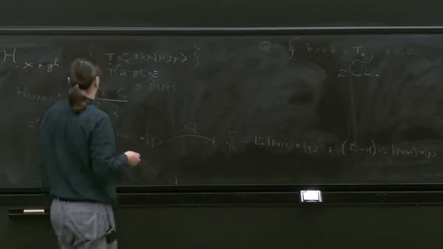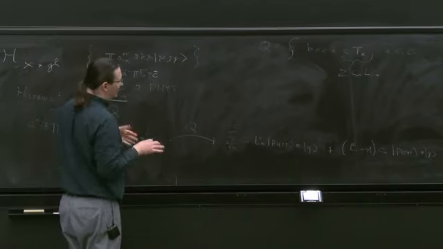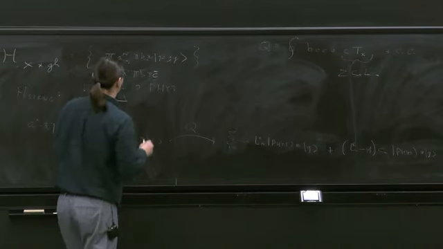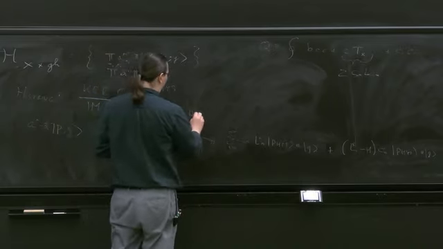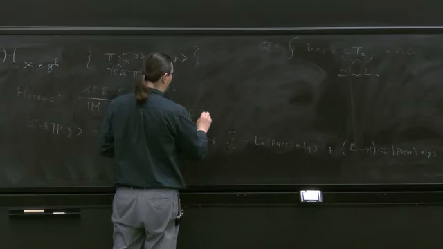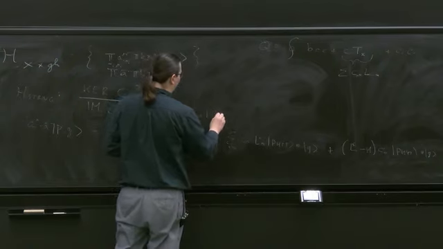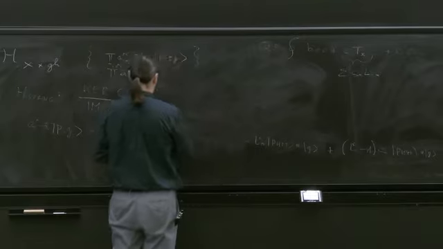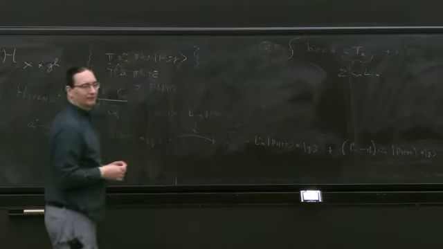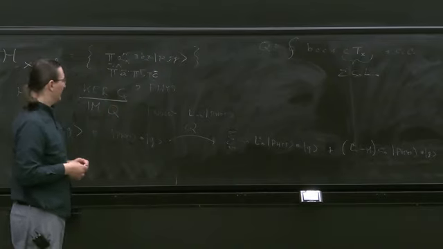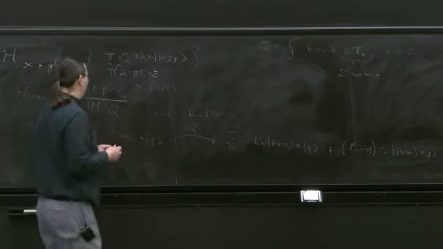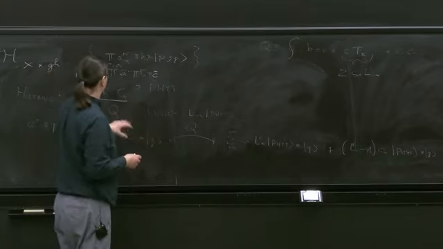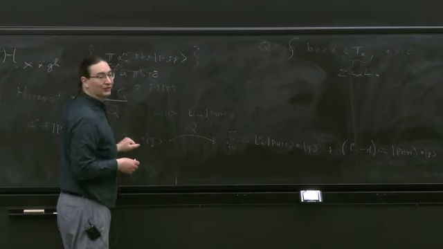Now you can also look at the image of Q. This is a little messier. If you remember, the things we were calling null were things of the form L minus n on a physical state, right? So you would like to show that null times G is in the image of Q.